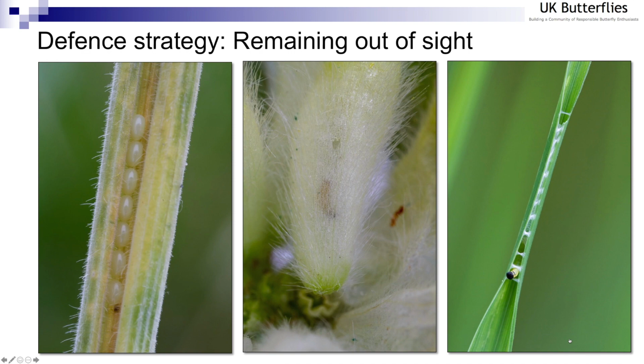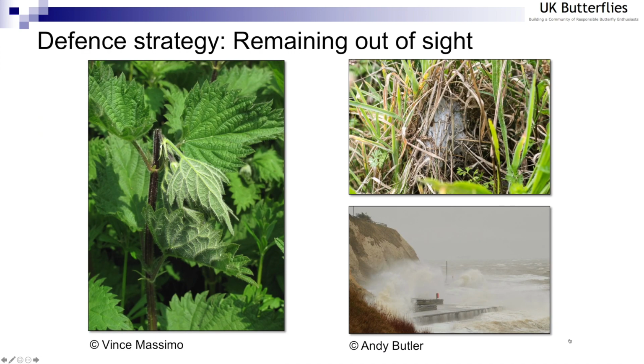So remaining out of sight is an obvious defense strategy. And some more examples. On the left here we've got a red admiral caterpillar that has created a fairly large construction from a number of nettle leaves that it's living within. And on the right, at the top right, you can see a Glanville fritillary hibernaculum that it uses to overwinter.